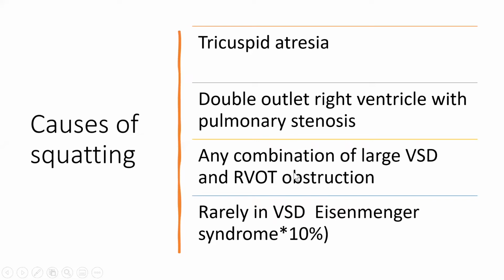Any combination of a large VSD and RVOT obstruction will improve with squatting, and rarely in Eisenmenger VSD, squatting is noted. I remember I had a patient with Eisenmenger VSD who was very clear that whenever he had breathlessness, he would simply squat and he would be better. But that is not common. That is only in 10%. I put up this slide for us to understand that squatting is not very specific to Fallot. It can occur in many other conditions.